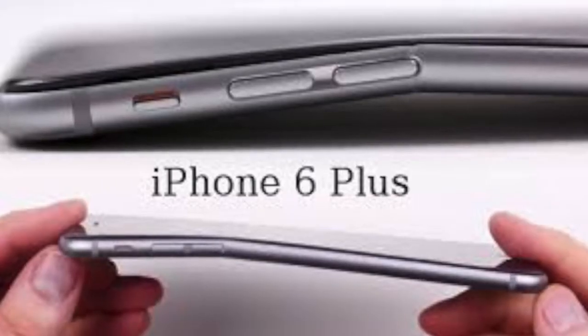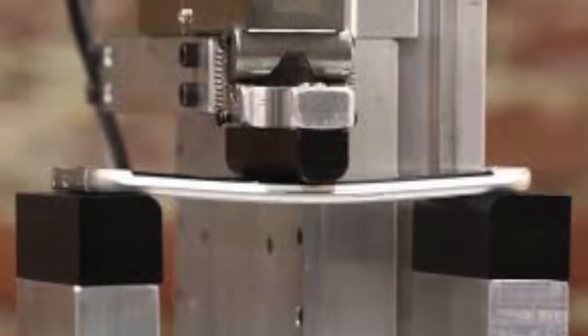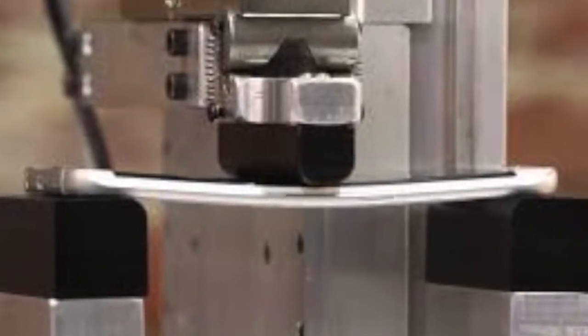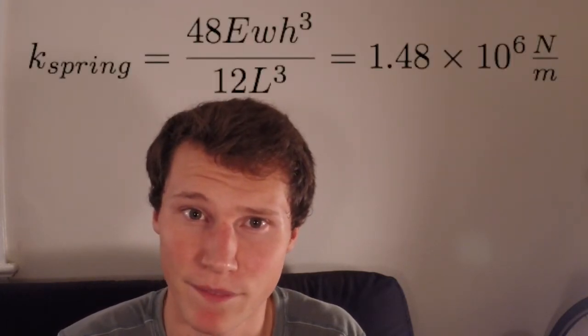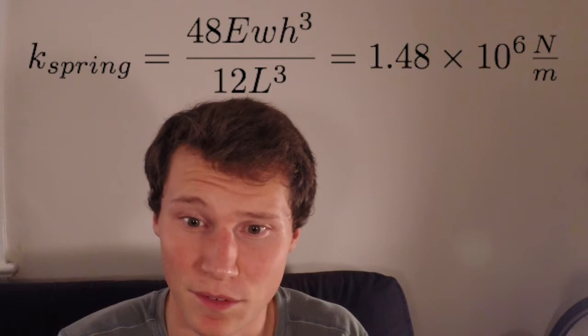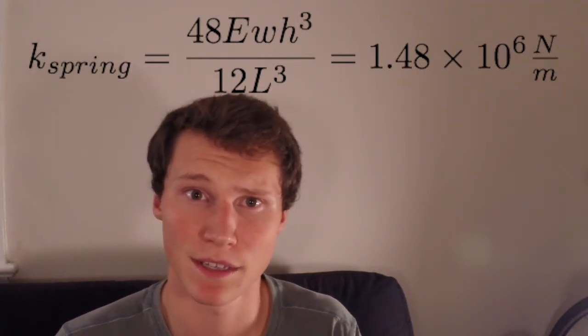Fortunately, last year with the iPhone 6 bend gate, lots of people were posting videos and results of 3-point bend tests of their phones. And taking the data from one of these tests, I was able to determine the Young's modulus of the iPhone 6 Plus and the spring constant of the iPhone 6 Plus. Now, this spring constant can be used to help us determine the impact force.